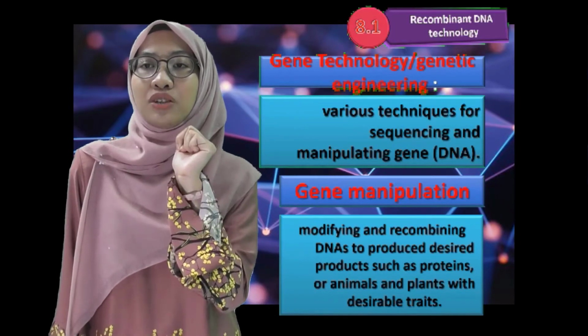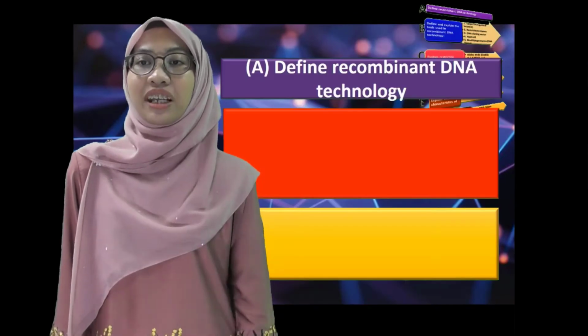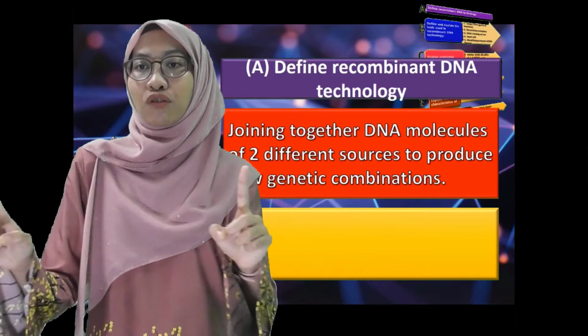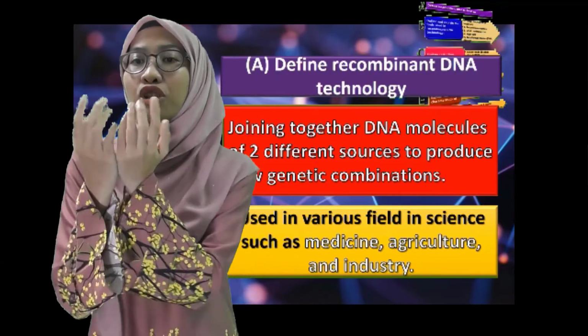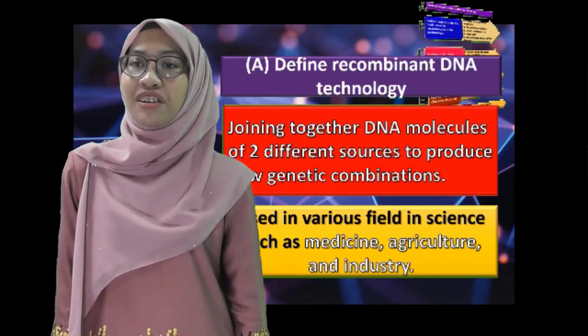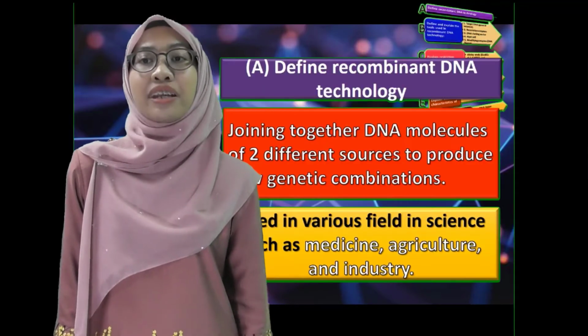One of the main gene technologies is recombinant DNA technology. Recombinant DNA technology is a technique that joins 2 DNA molecules from different sources to produce new genetic recombination. It is commonly used in various fields in science such as medicine, agriculture, and industry.